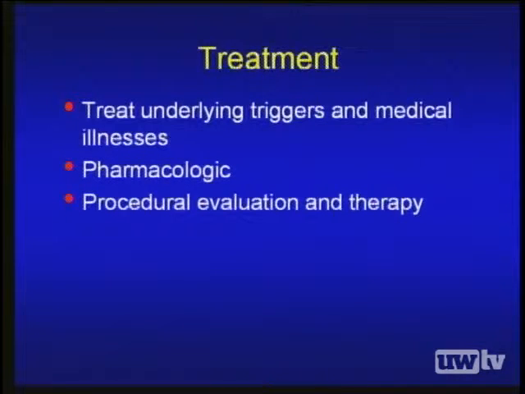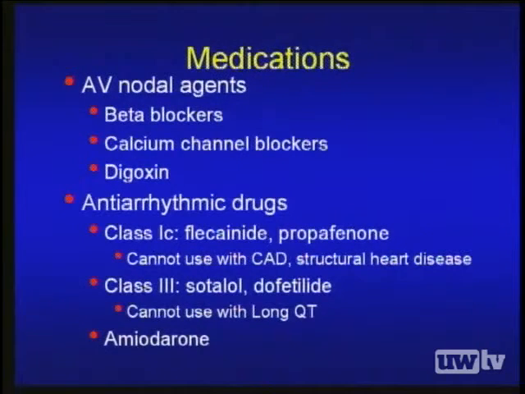Now, the treatment of all of these rhythms is really targeted at treating any underlying triggers in medical illnesses, pharmacologic approaches, and then referral for procedure evaluation and therapy. The medication list is really small that we have to use. The most common drugs, of course, are the AV nodal blocking agents, which are highly effective for a number of these rhythms, and include beta blockers, calcium channel blockers, and sometimes digoxin is useful. Otherwise, we're looking at using antiarrhythmic drug therapy of the class 1 or class 3 variety.